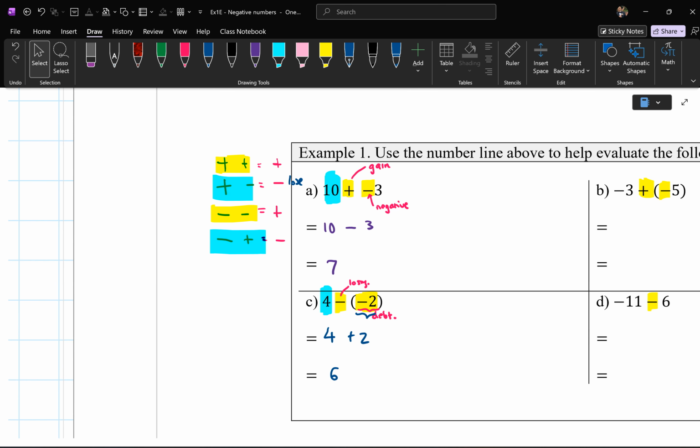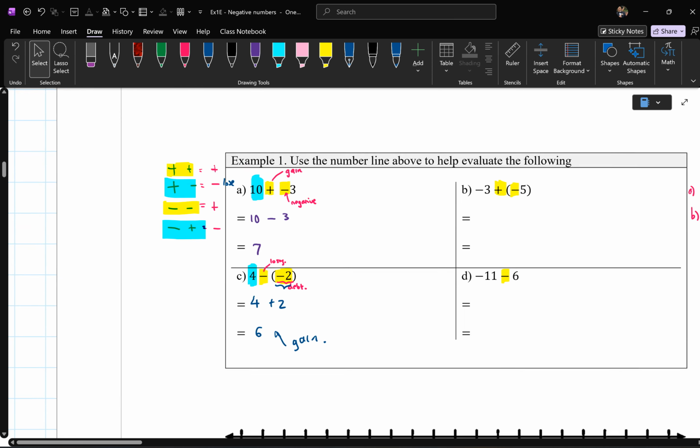Yeah? So plussing debt, you're overall losing. Removing debt, well, you're overall gaining. That's the logic to it. Okay, so this is gain. Does that make sense so far? Hands up if that made sense to you. All right, well done.